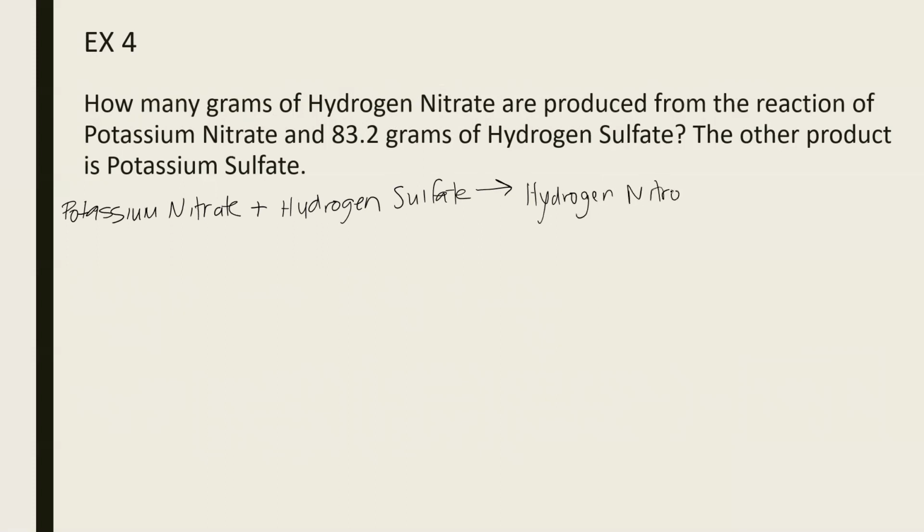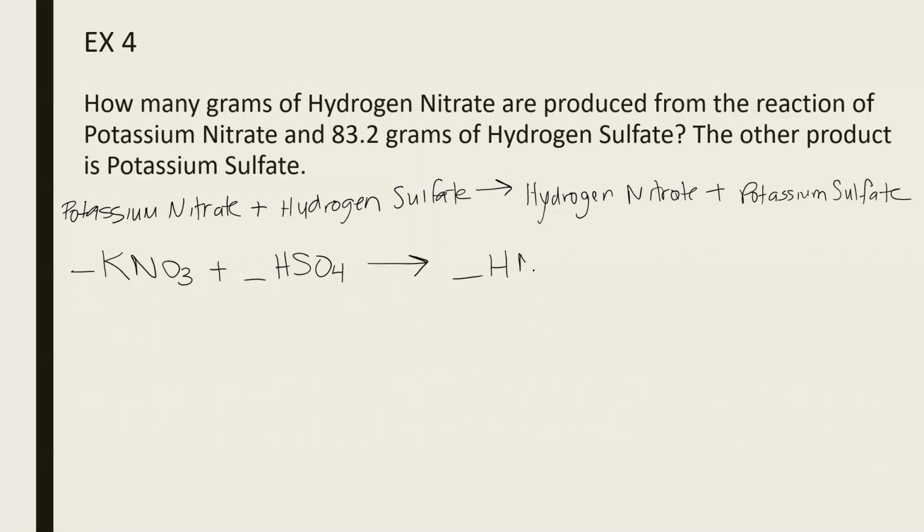And then it says, sorry about that, the other, that's nitrate. The other product is potassium sulfate. Okay? And you can do this if you want. If that helps you to write it like that and then write the formula, go for it. All right, potassium nitrate. Watch you not having nitrate. Plus hydrogen sulfate, not sulfite, not sulfide, yields hydrogen nitrate plus potassium sulfate. Okay.